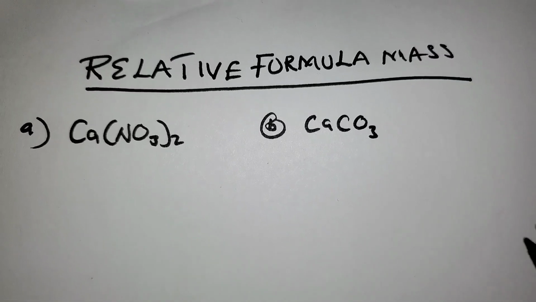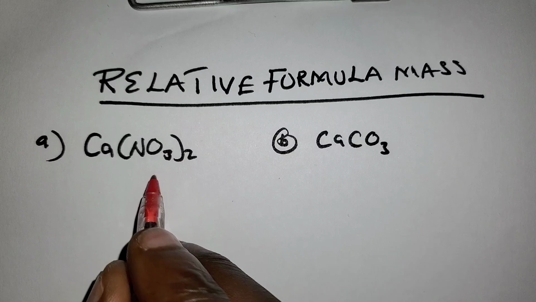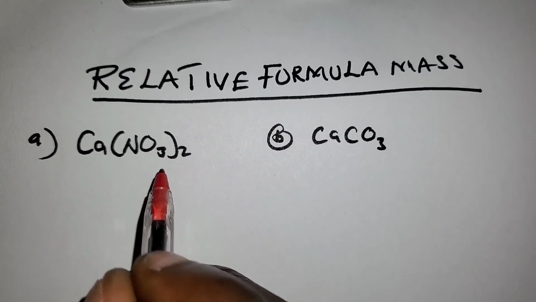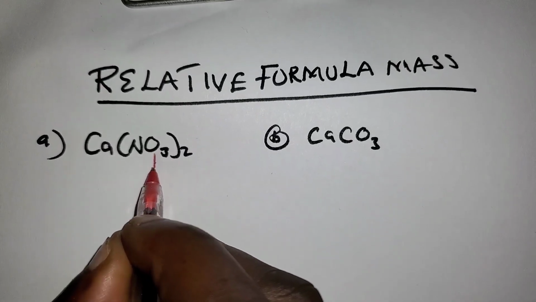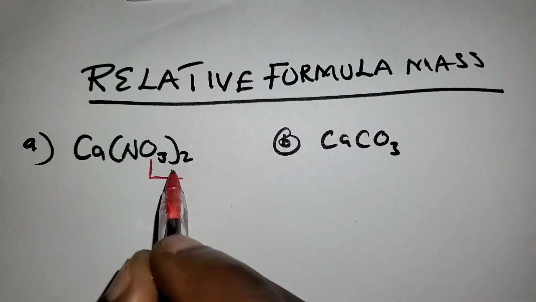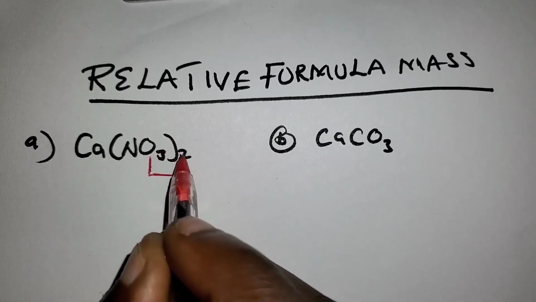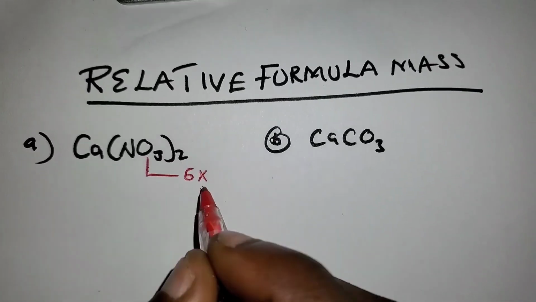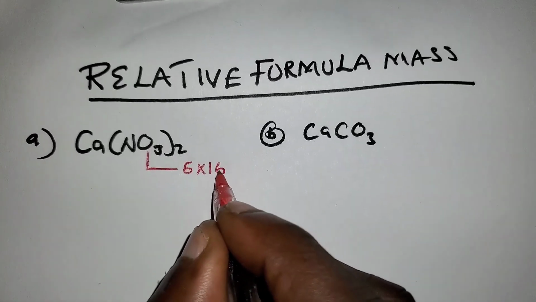Okay, so to begin with, we have the first one here. To calculate relative formula mass of compounds, you do it like this. Take oxygen here. You count how many atoms of oxygen are in this compound, of which you have 3 inside, then 2 outside. So we multiply 3 times 2, which is 6 atoms of oxygen, times the mass number of oxygen on the periodic table, which is 16.